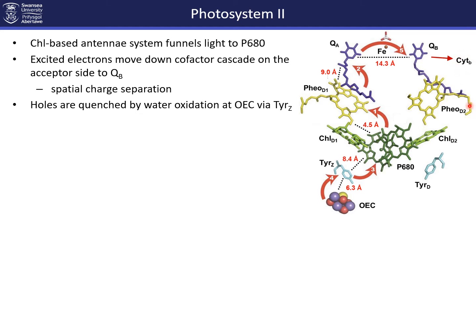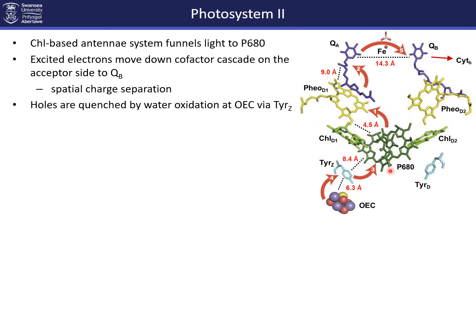Now the key in this is that you spatially separate the charges. You can see distances are here shown in angstroms. You take the charges further and further away from P680, which means you are decreasing the likelihood of any recombination, so the efficiency of this is very, very high.